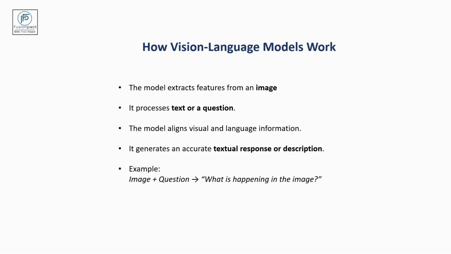How does a vision language model work? First, the model extracts features from an image. It processes text or a question. The model aligns visual and language information. It generates an accurate textual response or description. For example, given an image and a question, what is happening in the image, the AI can explain it to the user.